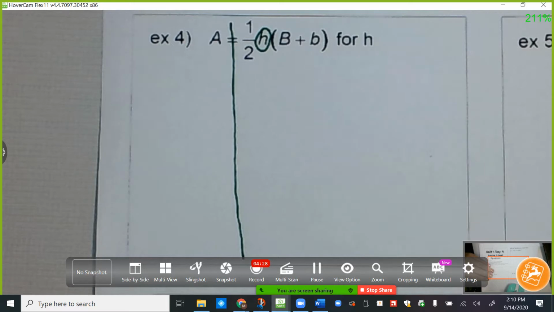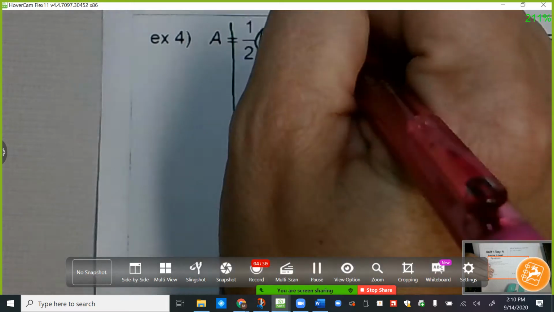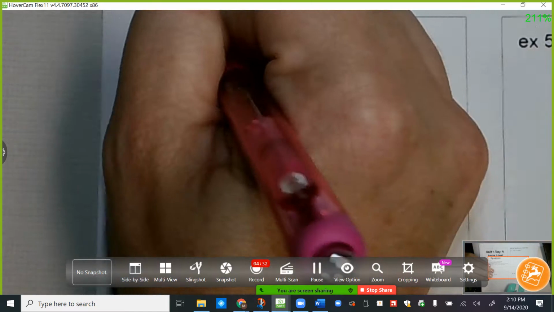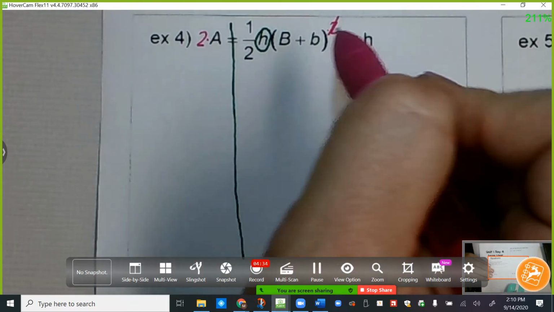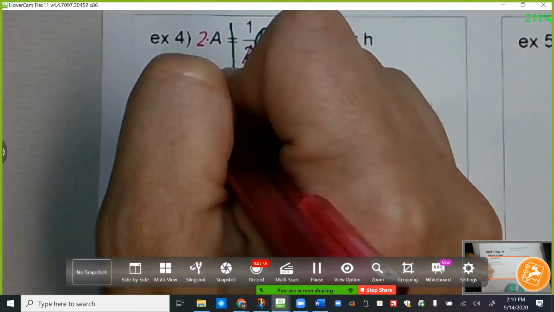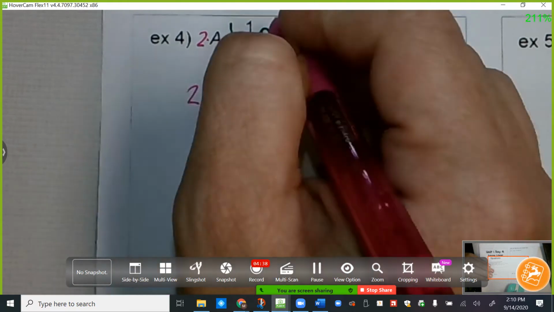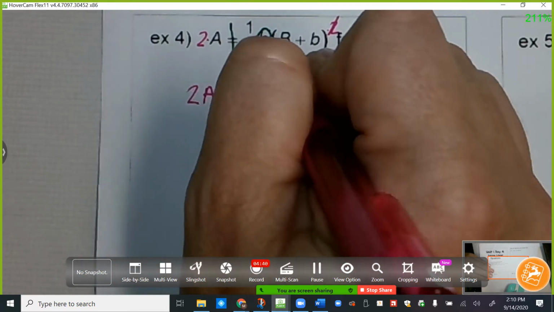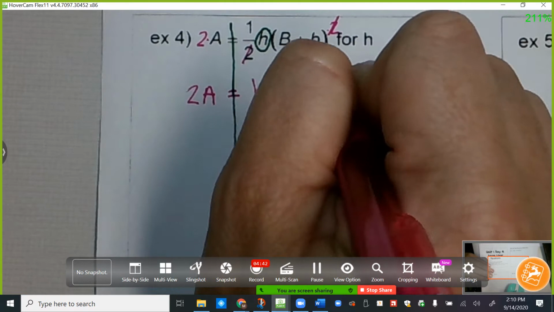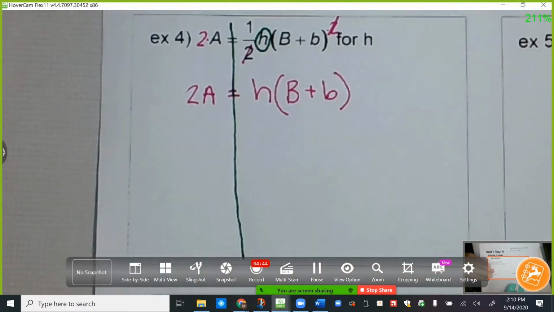Multiply by what? Yep. So we're going to multiply both sides by 2. That 2 cancels this 2. And I get 2a equals hb plus b. Now, why did I not have to put that 1? Yeah, because 1h and h are the same thing.